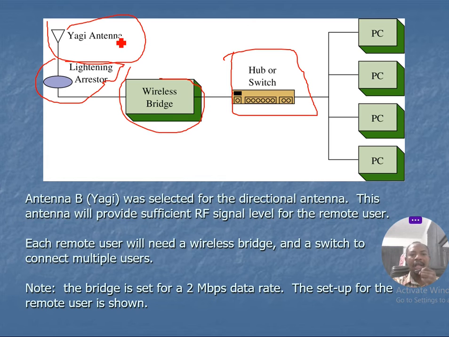You need a Yagi antenna to bring the signal from the multi-point distribution to your home, and then you need a lightning arrestor to arrest any unwanted surge like lightning, and then you need a bridge to receive from the antenna and decode the signal or the data packets. Then you need a hub or a switch to carry the data packets to the different PCs in your home. So that's all you need. Thank you very much, and let's move on to the next one.